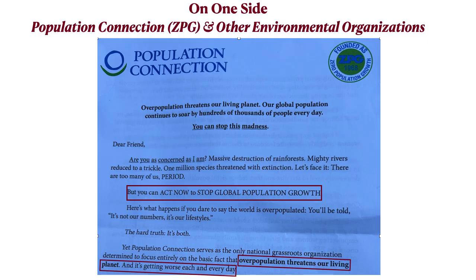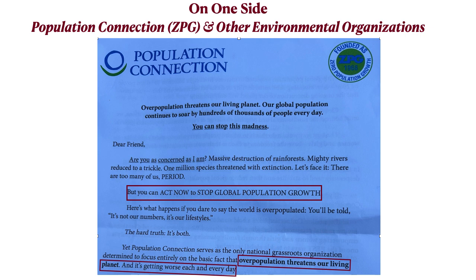So anyway, on one side, we have groups like Population Connection, formerly called Zero Population Growth, as well as most other major environmental organizations that are concerned that birth rates are too high. The illustration I have here comes from a letter that I received from Population Connection. I came home from winter break to California to find two fat envelopes from this organization in my mail. I get them regularly, even though I have never given them any money. But as you can see, the rhetoric is fairly heated.